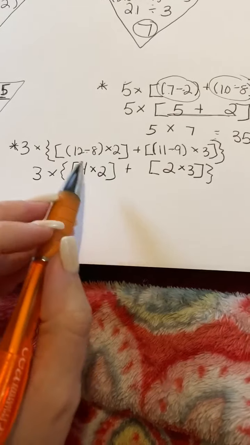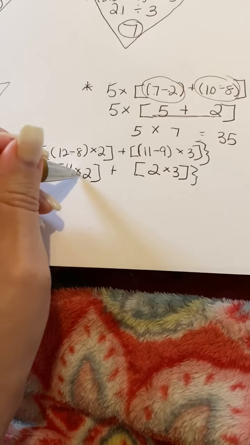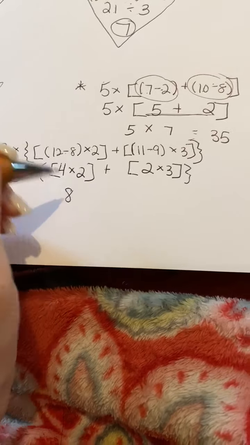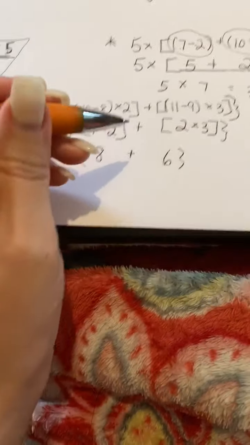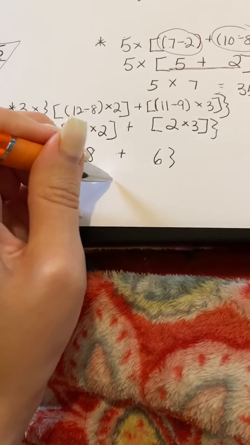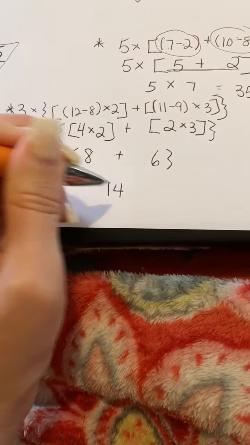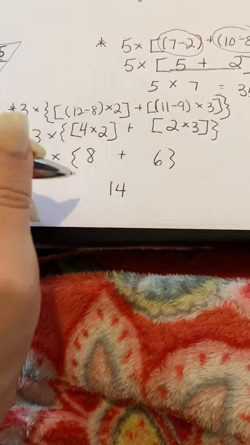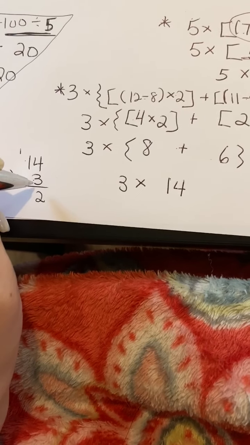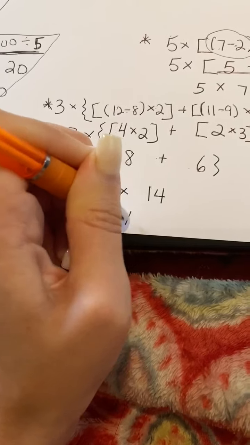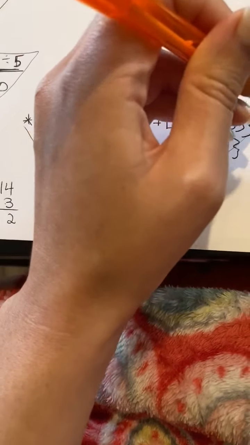All right, well, now that there's no parentheses, I gotta do my brackets. 4 times 2 is 8. 2 times 3 is 6. Drop everything else down. All right, and now I have just this part. 8 plus 6 is 14. And then I just have 3 times 14, which, like I said, you can write to the side right here. Please do not try and do it in your head. That's how you'll get it wrong. And we don't want things wrong. And look at that, I have a nice upside down triangle.